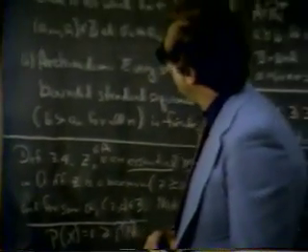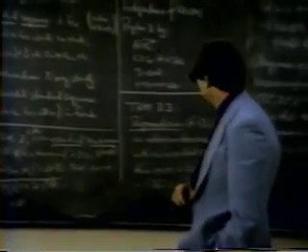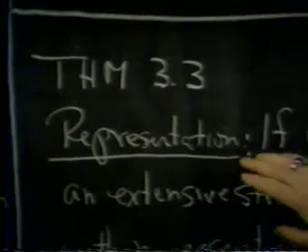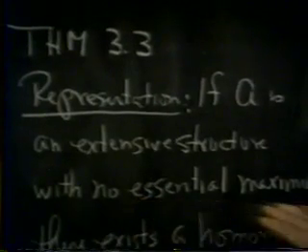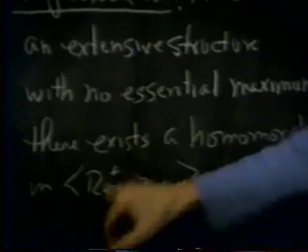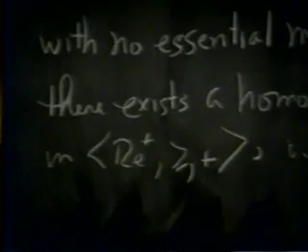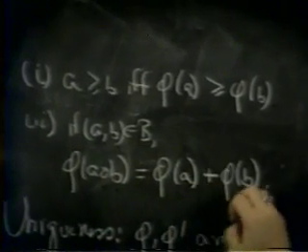Now, the theorem that is proved, theorem 3.3, has as its representation that if A is an extensive structure with no essential maximum, then there exists a homomorphism into the additive positive reals. That is, I'll say it once again, it's order preserving, and if A and B can be concatenated, phi of A∘B is the sum of phi of A and phi of B.